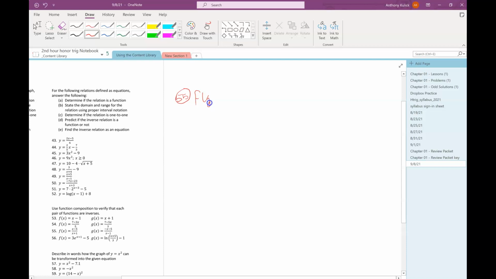we have to do f of g of x. So that's f of negative x minus 5 over x minus 1. So I'm going to put in negative x minus 5 over x minus 1, and then minus 5 over negative x minus 5 over x minus 1 plus 1.